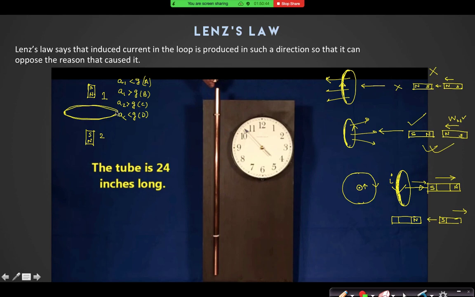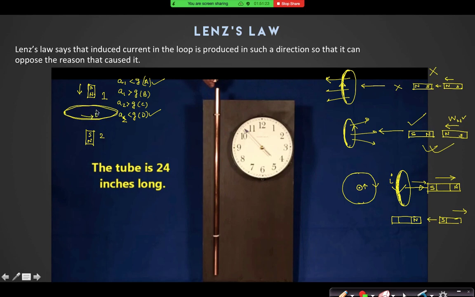A and D, yes. In both the cases, the acceleration is less than g. It will try to pull it toward itself; always it will oppose the motion. So when it is coming downward, can you tell me in which direction the current will be in this loop? From left to right or right to left? Right to left. Yes. When it is coming in this direction, the current will be from left to right.